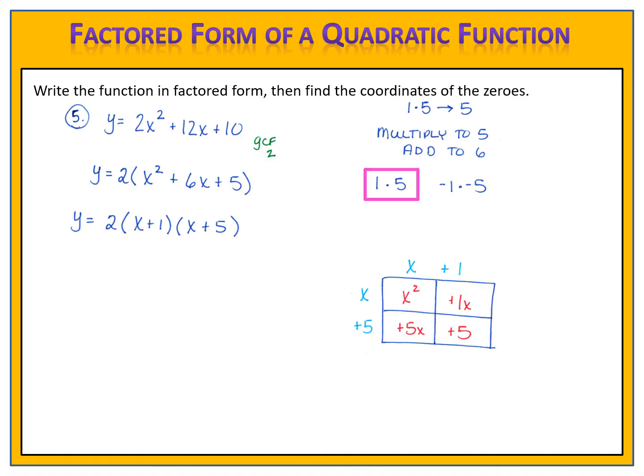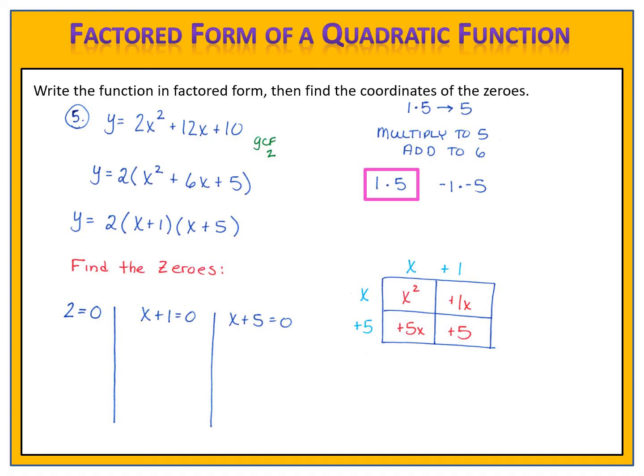Now let's find the zeros. When I find the zeros, this time I have 3 factors to consider. My first factor is 2, so I write 2 equals 0. My second factor is x plus 1, so I write x plus 1 equals 0. My third factor is x plus 5, so I write x plus 5 equals 0. Let's go through them one at a time.